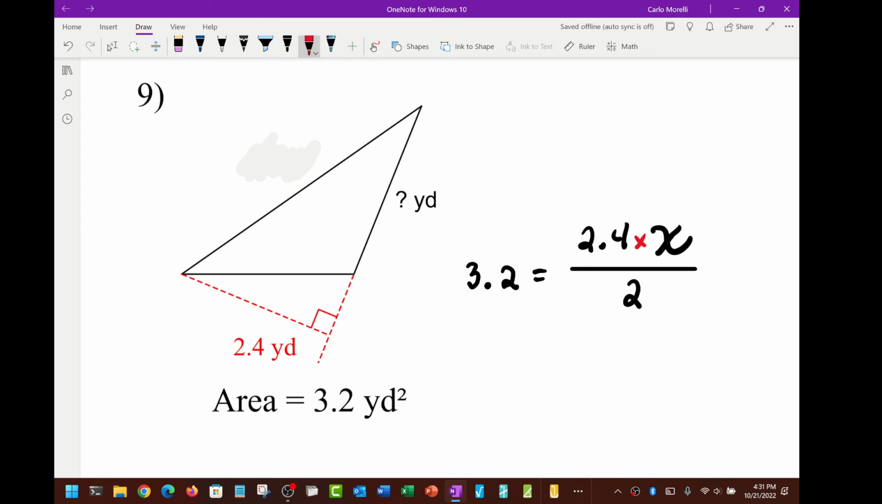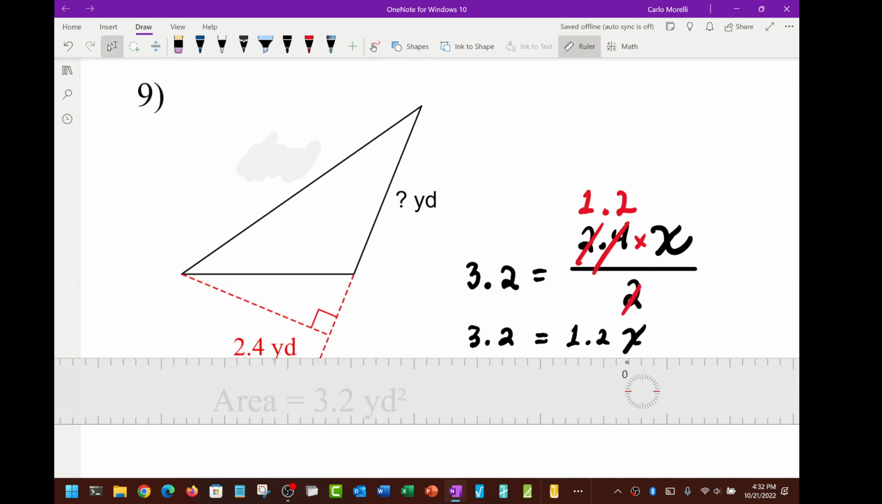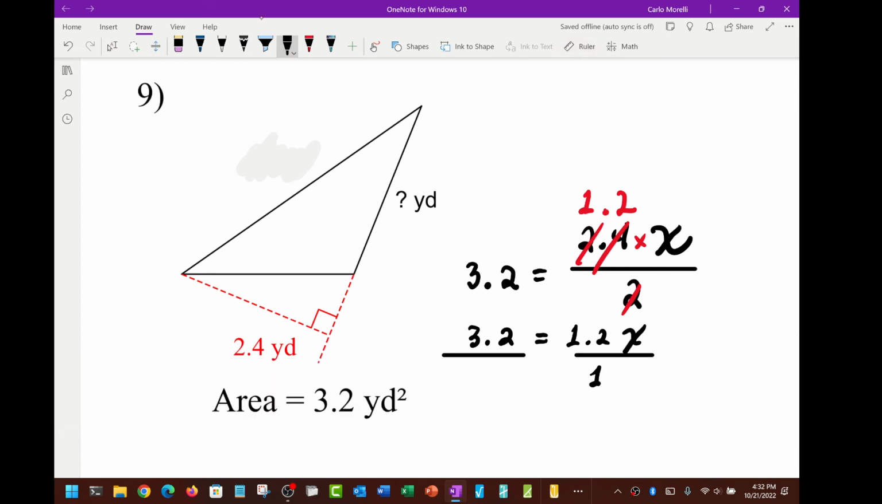And I'm going to go ahead and just take the opportunity here to take 2.4 divided by 2 in my head and say, well, 2 goes into 2 one time, no remainder, point, and then 2 goes into 4 two times, so 1.2. So I just made life a little easier. Now I've got 3.2 equals 1.2x. And we'll do a fraction division this time. But first we'll show that we're going to divide both sides by 1.2.